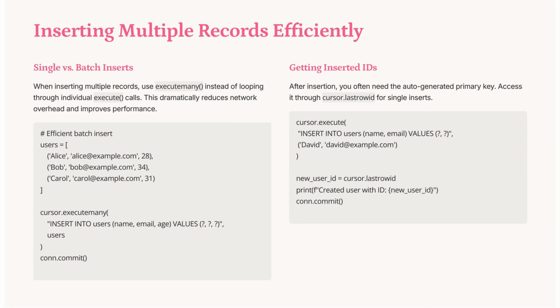For efficient batch inserts, use executemany to reduce network overhead. Example, inserting multiple users at once. For single inserts, use execute and retrieve the new user ID with cursor.lastrowid. This method ensures performance and allows access to auto-generated primary keys.